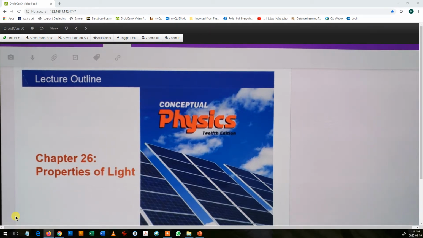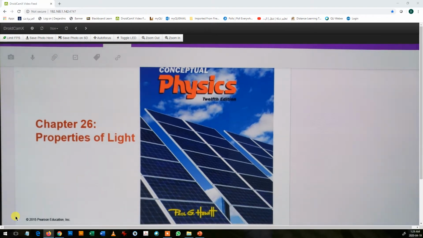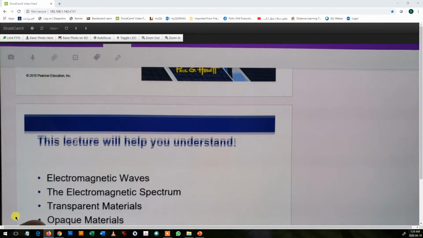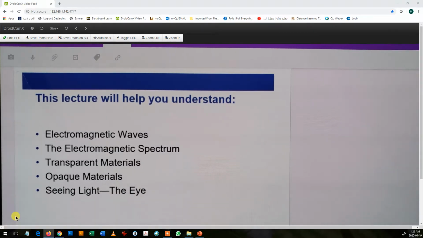Bismillah ar-Rahman ar-Rahim, chapter 26, properties of light. We are going to cover, inshallah, electromagnetic waves, the electromagnetic spectrum, transparent materials, opaque materials, and the eye.